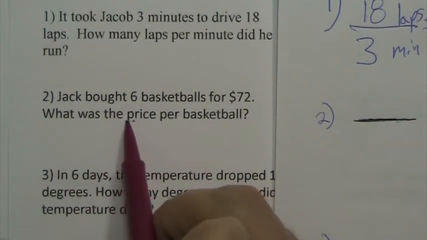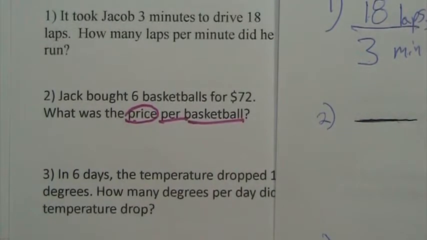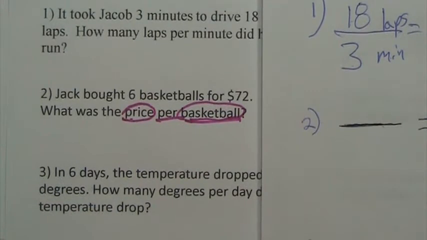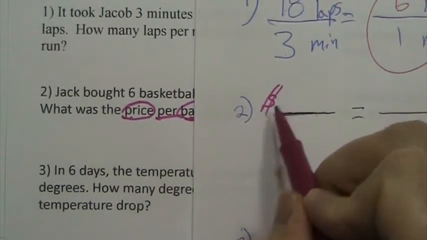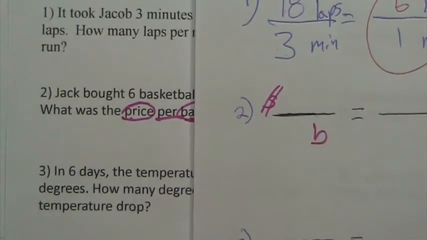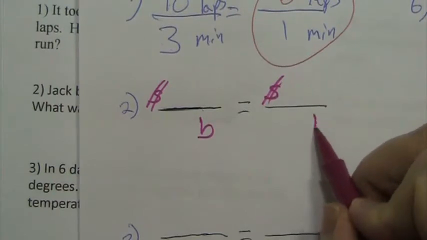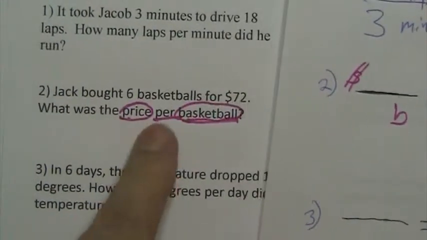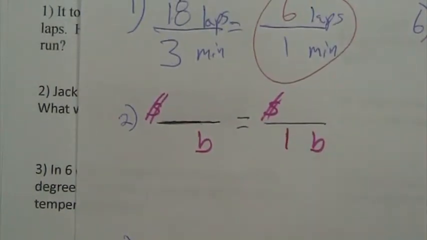What was the price per basketball is the question. Price per basketball. So you know what? That's my units. Price is dollars, per, I'll use B for basketball. And it says per basketball, that means one basketball. The unit price.